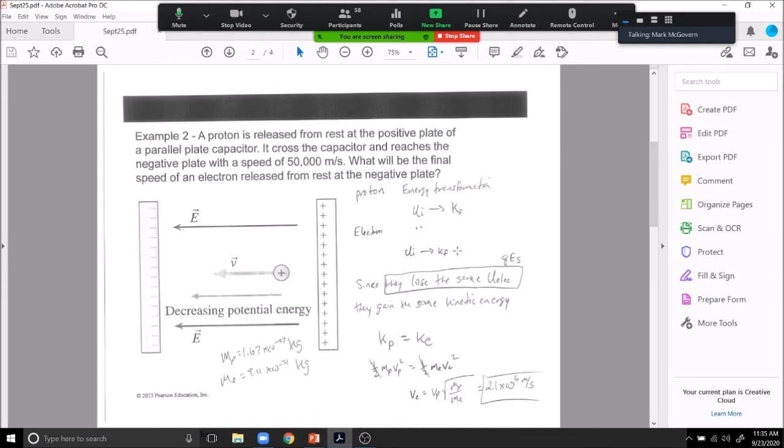All right. So, energy transformation. Potential converted to kinetic. They have the same potential energy.